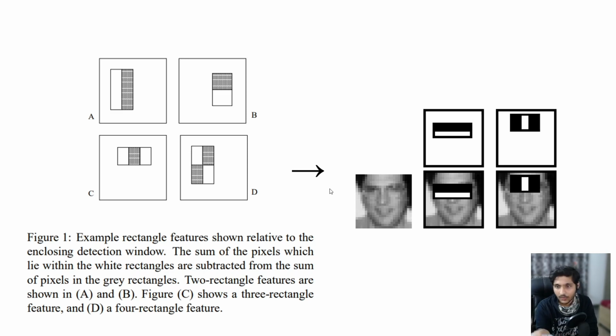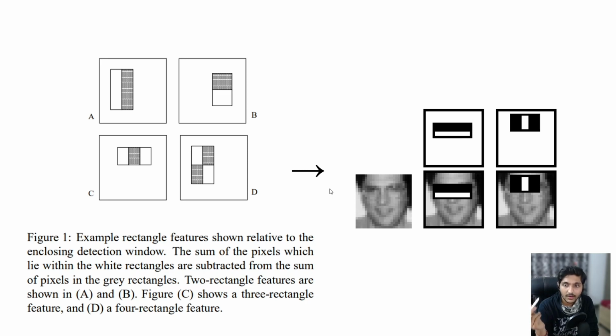So based on a lot of results from all of these features, they will classify a window as having an object or not inside that window. There can be a lot of rectangles in a single filter, right? As you can see in figure 1, in subfigure A, there are two rectangles, one white and one gray. In subfigure B, there are again two rectangles, but they are adjacent vertically, right? The top one is gray and the bottom one is white.